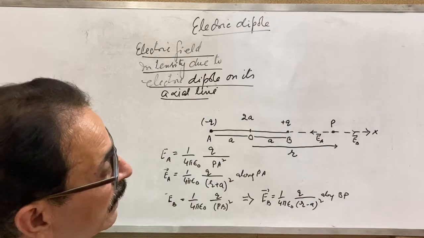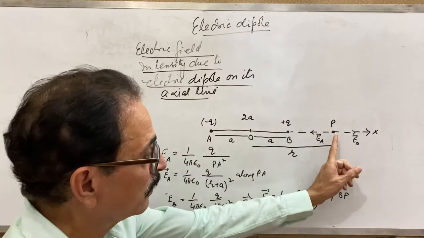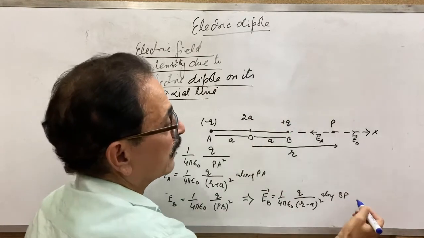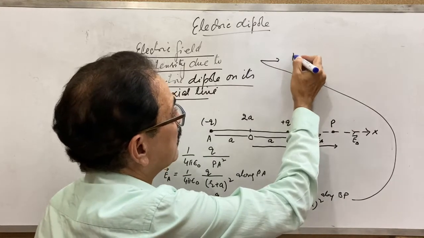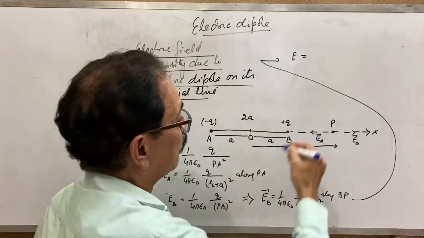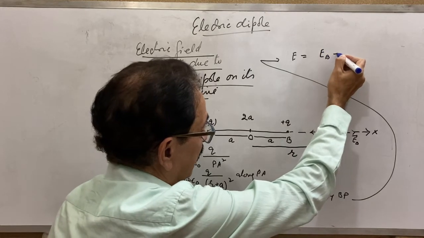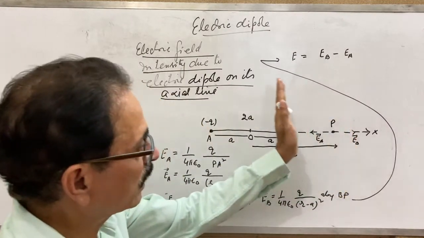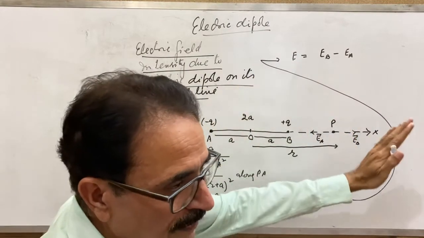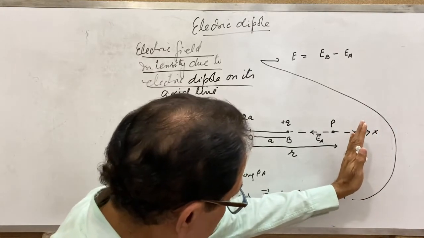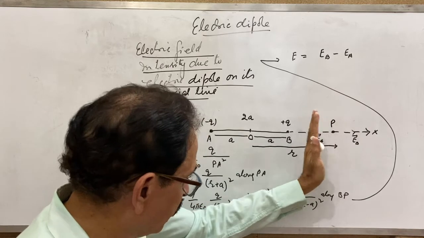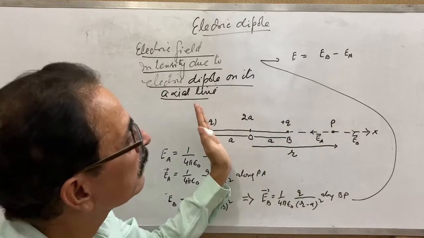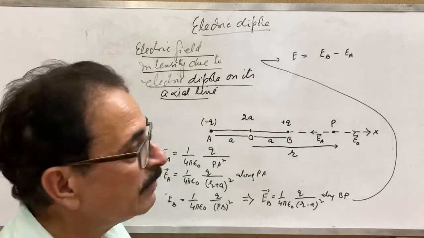The direction will be this. Net electric field intensity at P due to the whole of the dipole is given by this. I will write here E is equal to EB minus EA. Why EB minus EA? Because one electric field intensity is towards left and the second is towards right. And I am taking EB to be greater than EA because this is the positive charge, its influence will be more here than this. Therefore, I will write it here as EB minus EA.